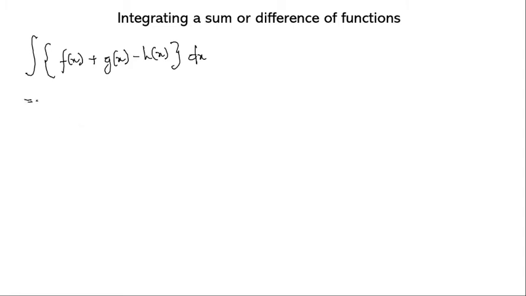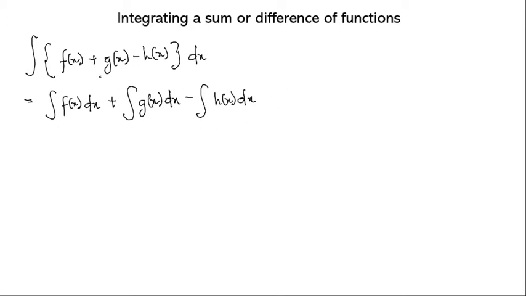How do we solve this? We integrate each of the individual functions within the curly bracket individually, and we add all of them, and that becomes the integration of the entire function. So this becomes the integral of f of x dx, plus the integral of g of x dx, then minus, the sign is still here, the integral of h of x dx. So this becomes our final integration for this particular example.